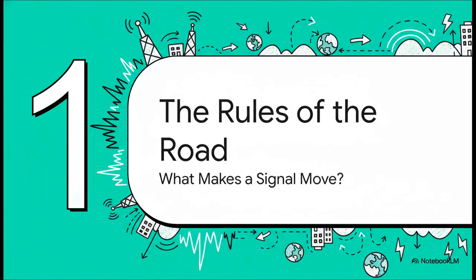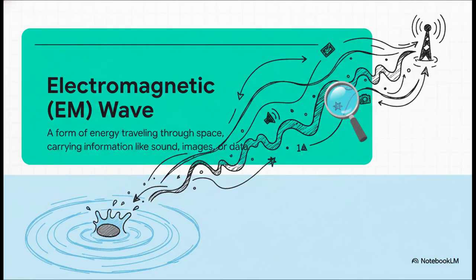Well, to understand the journey these signals take, we first need to get a handle on the basic rules of the road. You can think of these as the fundamental principles that control how all of our wireless information gets around. Okay, so the vehicle for all this information is something called an electromagnetic wave, or EM wave. And the best way to picture this is to imagine tossing a pebble into a perfectly still pond. You know those ripples that spread out? That's basically what an EM wave is, just spreading out through invisible fields, carrying energy and information away from the source.